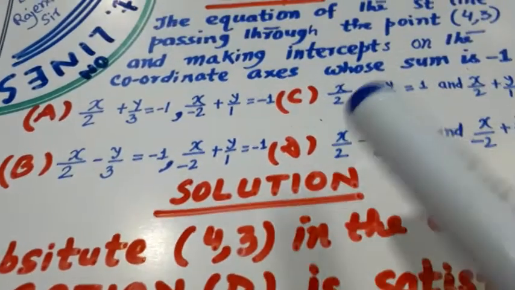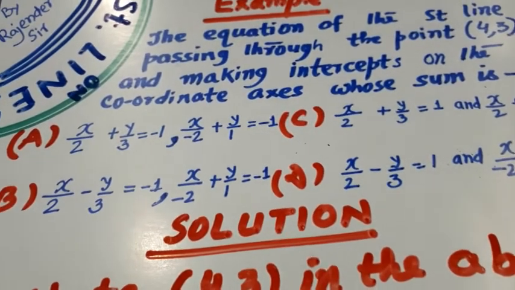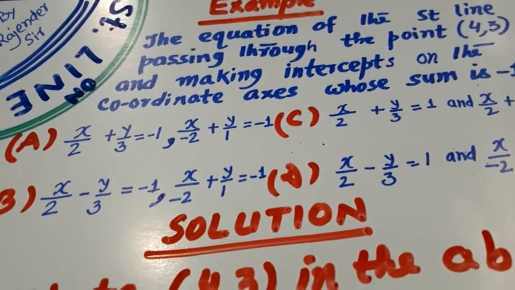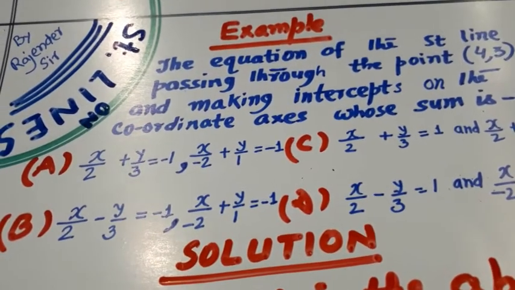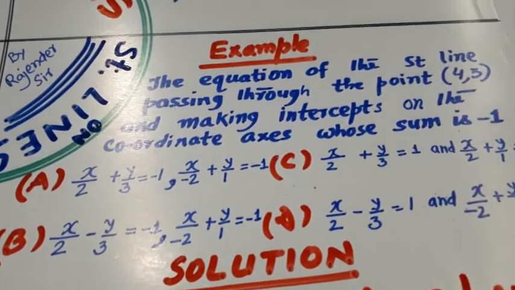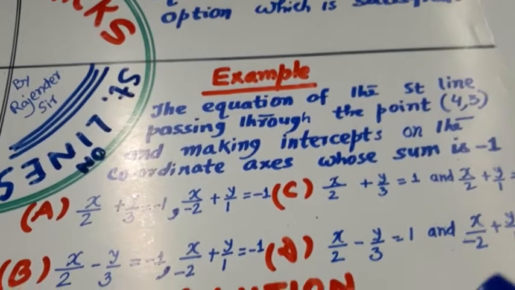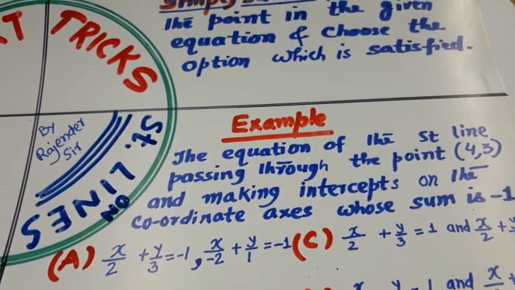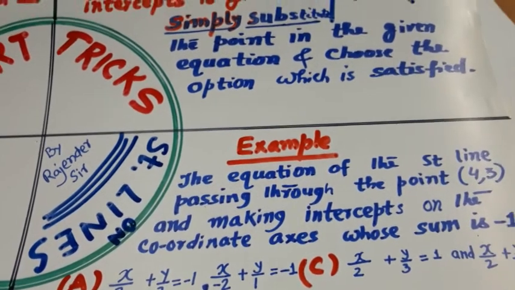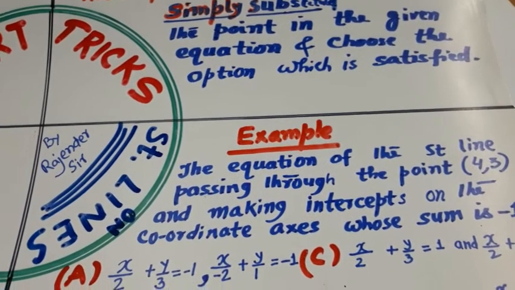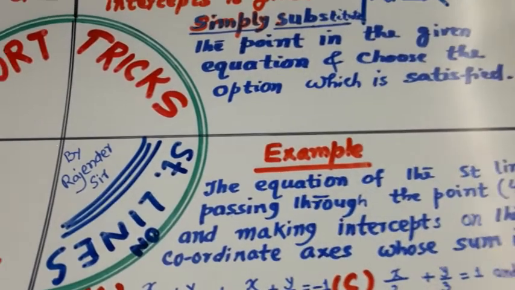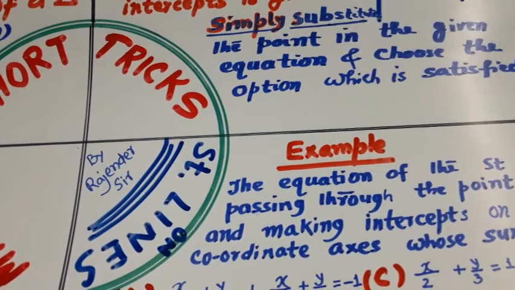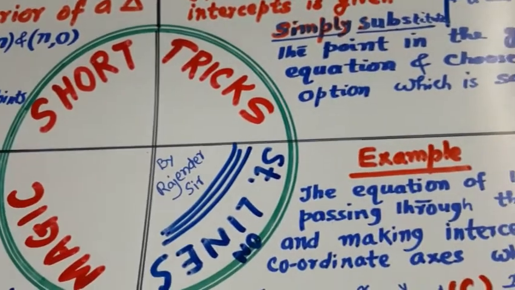Option D is there. So you have found that all the tricks are very, very simple and you can solve them in very short time. And with this, I'll be closing these straight lines, mnemonics and short tricks, and we will be next going with another chapter, and I'll be coming up with many short tricks.